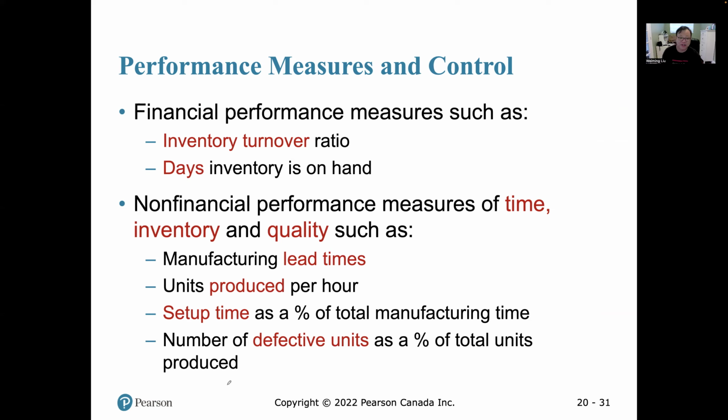Non-financial measures would be manufacturing lead time, right? How long do I wait for my couch: 1 month, or do I have to wait 3 weeks or even 3 months? Units produced per hour, that's the efficiency. Setup time as a percentage of total manufacturing time. You don't want your setup time too long, right? And number of defective units. This is about quality control. You would like to control the number of defective units.